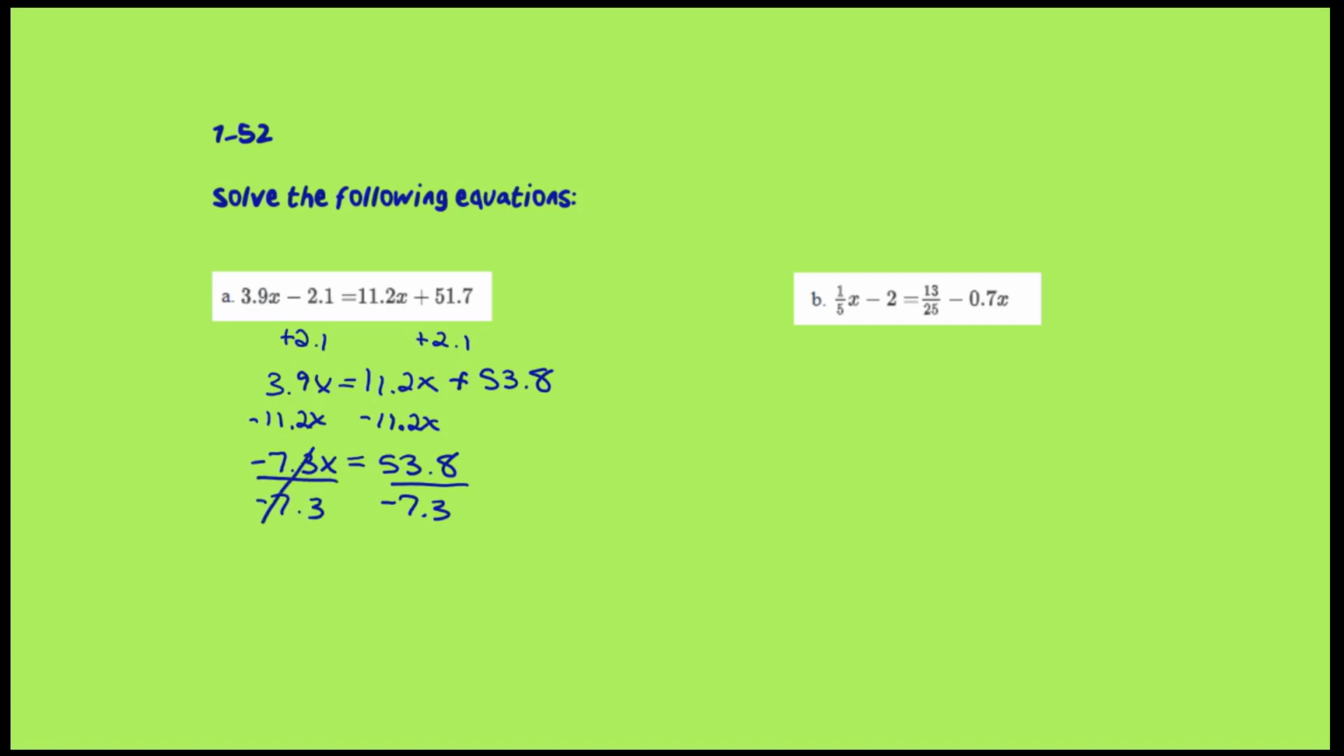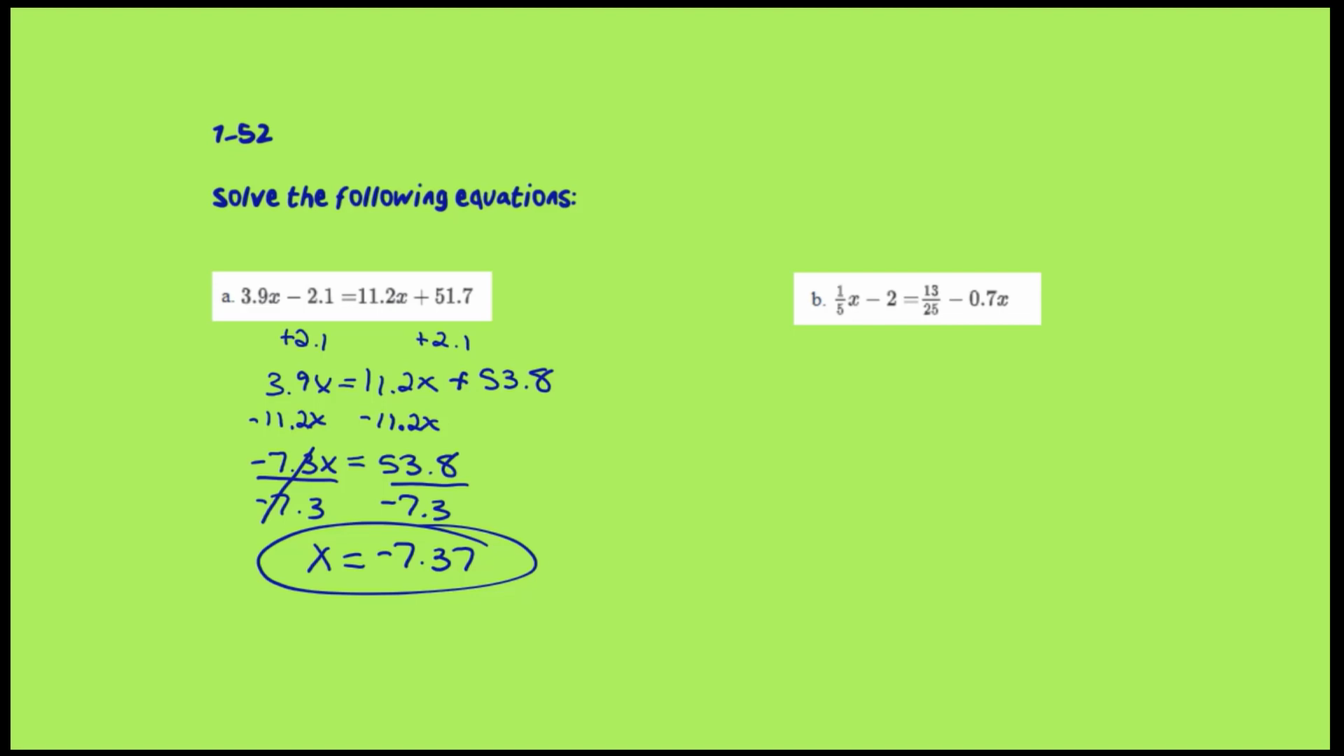Because that cancels that out. So your x will equal, to the nearest hundredth, negative 7.37. So hopefully you got that correct and you understood the process. This next one's a little tricky, but given the denominators of 1/5 and then the 13 over 25, I think the easiest thing is just to convert all of them to decimal.